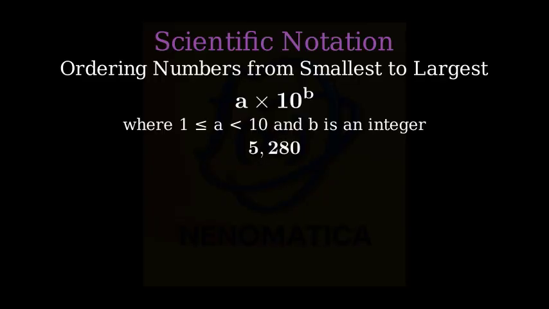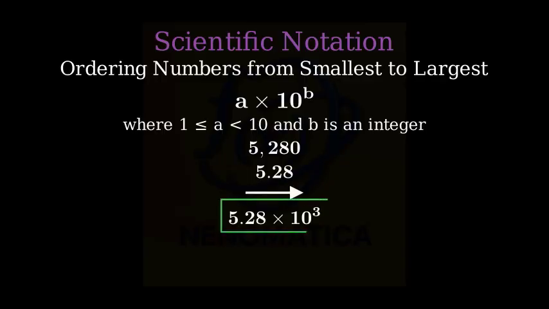For example, let's convert the number 5,280 to scientific notation. We move the decimal point to get a coefficient between 1 and 10. Since we moved the decimal point 3 places to the left, our exponent will be positive 3. So 5,280 in scientific notation is 5.28 times 10 to the power of 3.